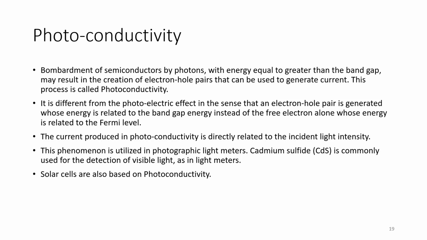The current produced in photoconductivity is directly related to the incident light intensity, and this phenomenon is utilized in photographic light meters. Cadmium sulfide is commonly used for the detection of visible light as in light meters. Solar cells are also based on photoconductivity.